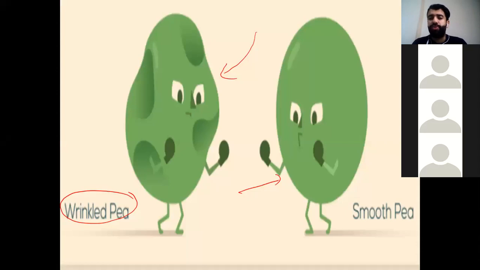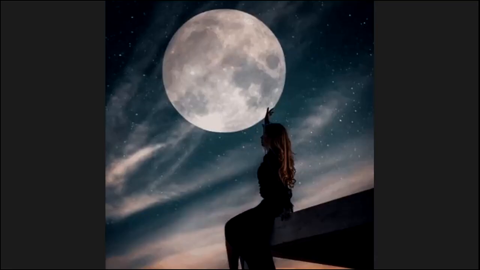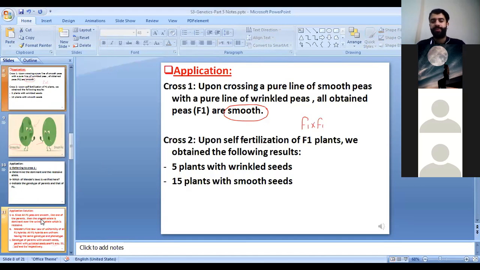I want to move to Mariam. Thank you, Fadl, very much for your answer. Mariam, determine the dominant and the recessive allele in cross 1. Since all the F1 are smooth, like one of the parents, the smooth allele is dominant over the wrinkled allele, which is recessive. Thank you, Mariam. Very good. So the smooth allele is dominant.